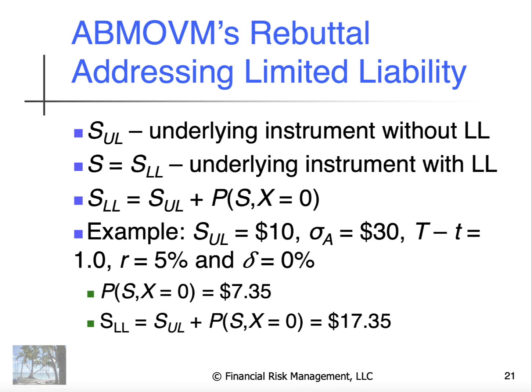One rebuttal against ABM is the fact that it admits zero or negative prices. To address that, this issue of limited liability, one way to model the stock price is simply as the stock price of a limited liability company. Well, the stock price of a limited liability company is the stock price of an unlimited liability company plus a zero strike put. Just by way of example, if there's no limit to liability with these other parameters, the underlying stock is trading at $10, but the limited liability company is trading at $17.